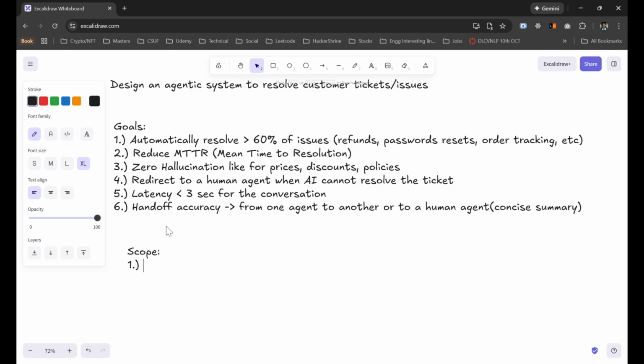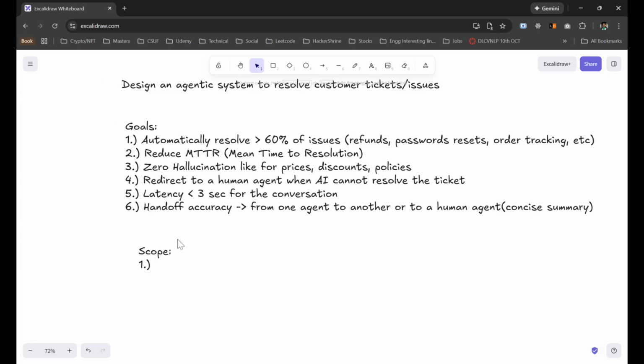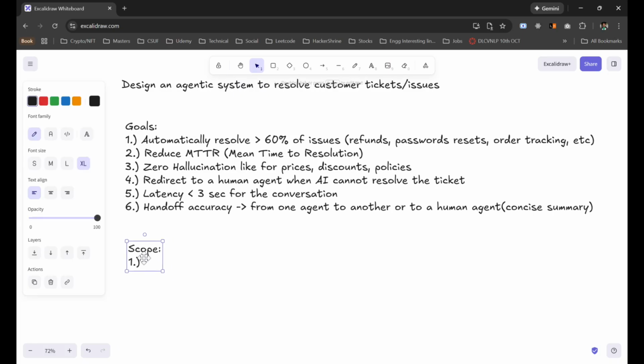Having said that, let's move ahead with the scope. What can we design for a system like this? What all things can we consider?